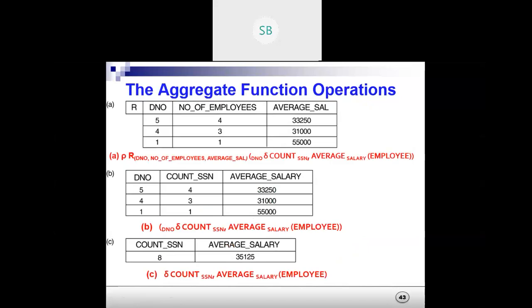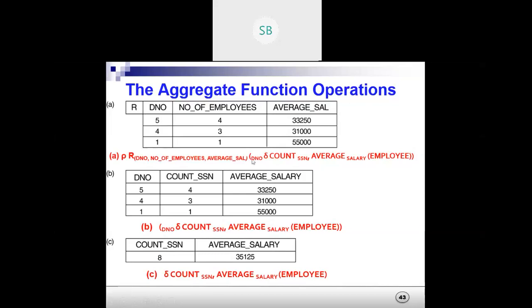Just see the first diagram. The first table has department number, number of employees, and average salary. The name of the table is R. We have studied that this function, rho, is used for renaming, right? So this one, R of DNO, forget about this part for now. We are selecting the DNO, the department number, number of employees, average salary, but we will now concentrate on here.